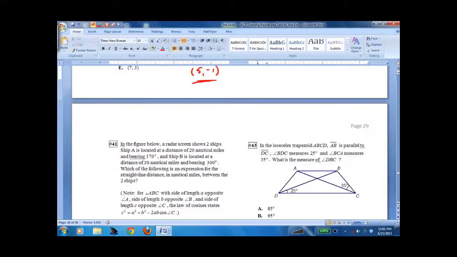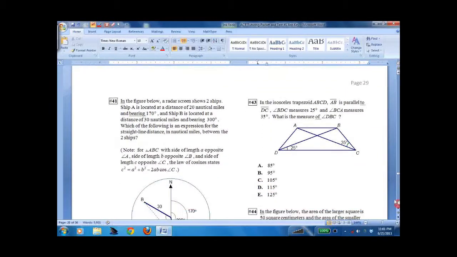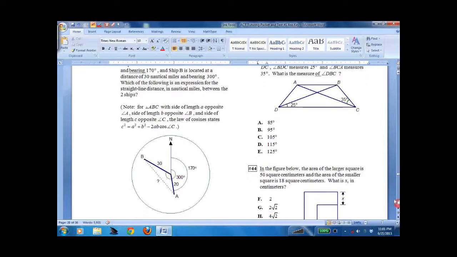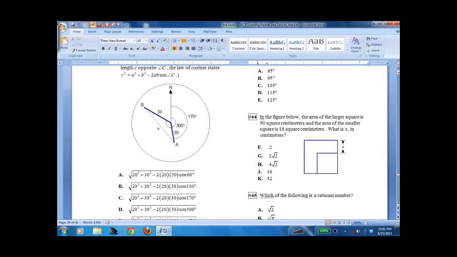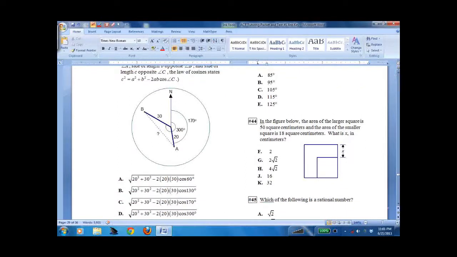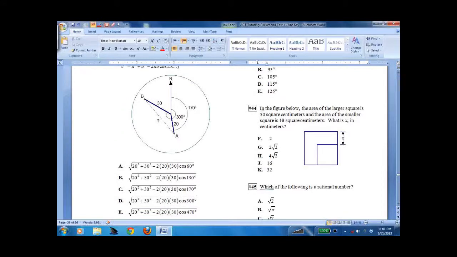In the figure below, a radar screen shows 2 ships. There's all the information you need to know. So, which one could you use to solve? Well, the real problem here is figuring out what this angle is here. It's 170 here, and it's 300 all the way around. So once you know that, you can quickly say, well, just subtract the two. I'm looking at 130 right here.